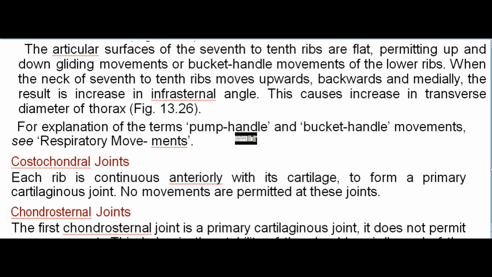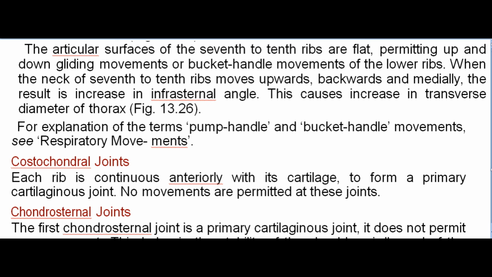The articular surfaces of the 7th to 10th ribs are flat, permitting up and down gliding movements, or bucket handle movements, of the lower ribs. When the neck of 7th to 10th ribs moves upwards, backwards, and medially, the result is increase in infrasternal angle. This causes increase in transverse diameter of thorax, Fig 13.26. For explanation of the terms pump handle and bucket handle movements, see respiratory movements.